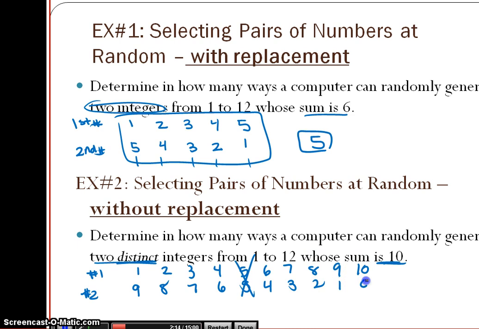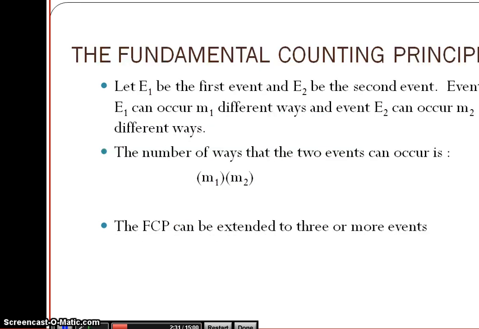The first number can be 6, second number is 4, 7 and 3, 8 and 2, 9 and 1, 10 and 0, well 0 is not one of the possible numbers, so that's not a possibility, and neither are the other ones. So there are 1, 2, 3, 4, 5, 6, 7, 8 possible ways for the computer to randomly generate two distinct integers whose sum is 10.